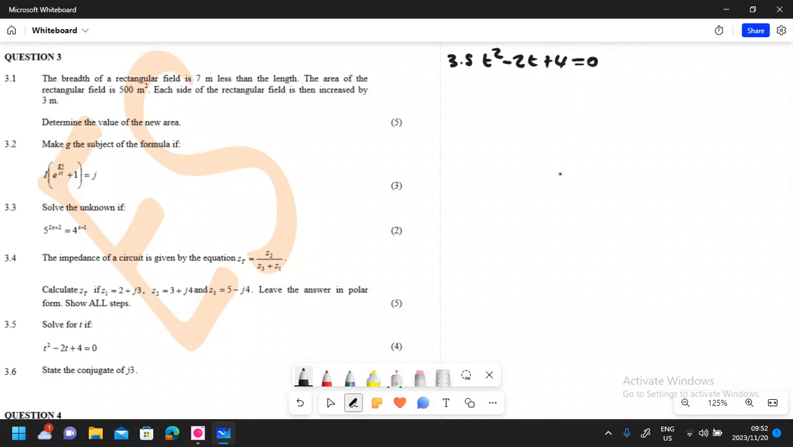So how are we going to do this one? All right, let's do it using the quadratic formula. Remember guys, we cannot factorize this. What are the factors of 4, because we have minus and plus here, meaning the factors must add. The factors of 4 that add to give 2, we don't have them, guys.